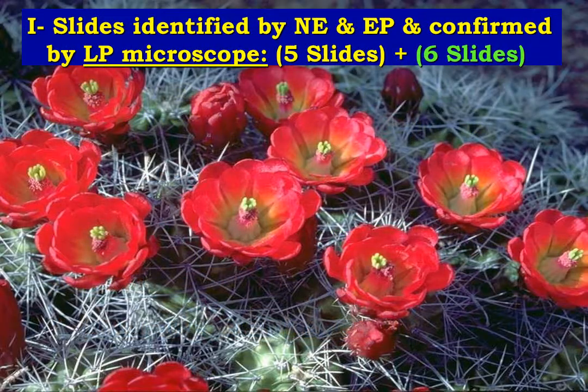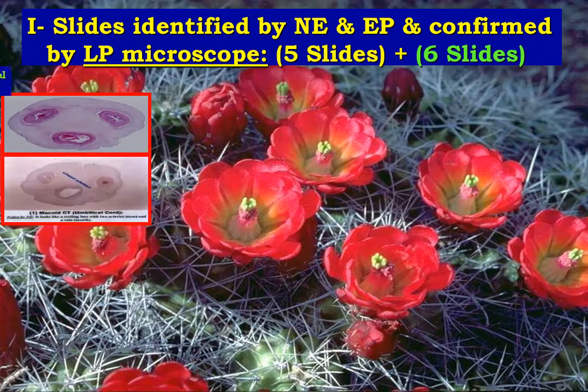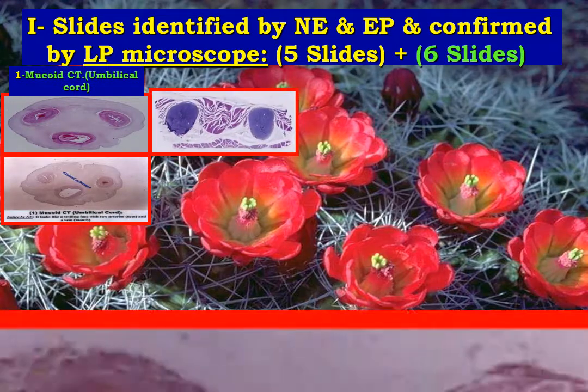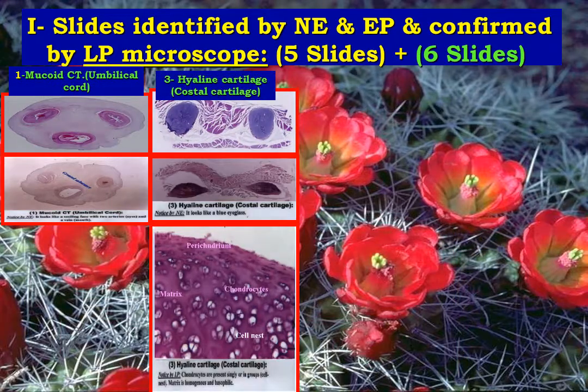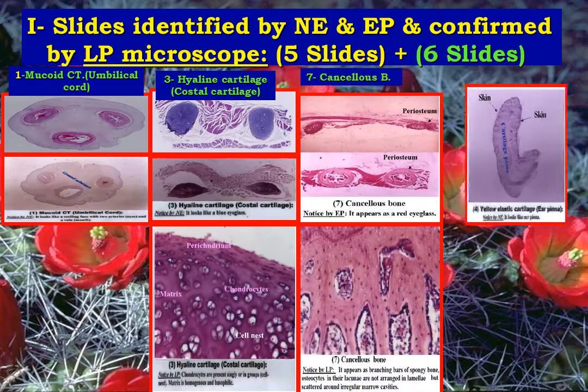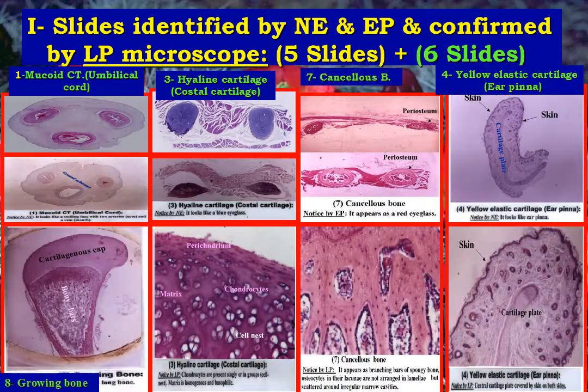Slides identified by naked eye and eyepiece and confirmed by low power of the microscope: umbilical cord, costal cartilage, cancellous bone, ear pinna, growing bone.